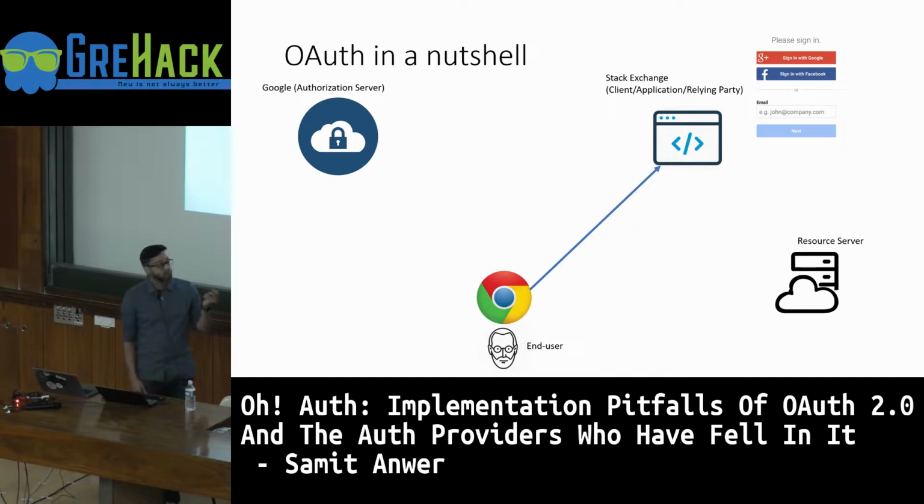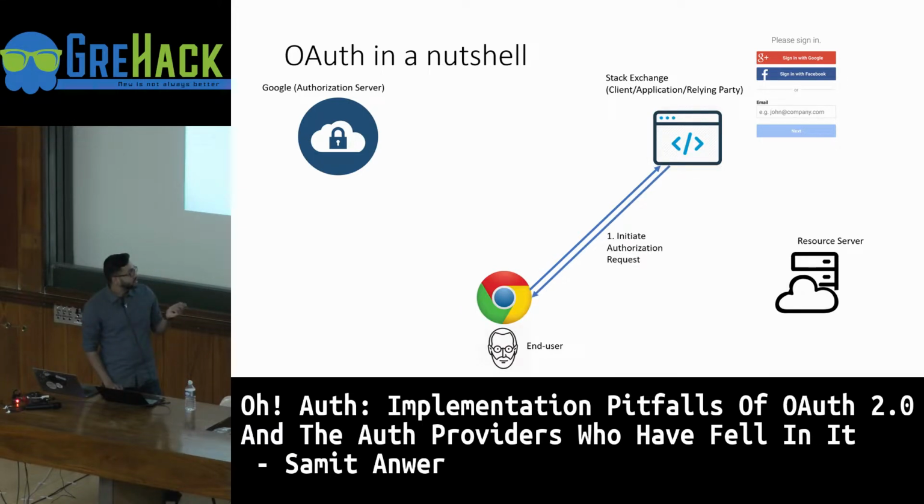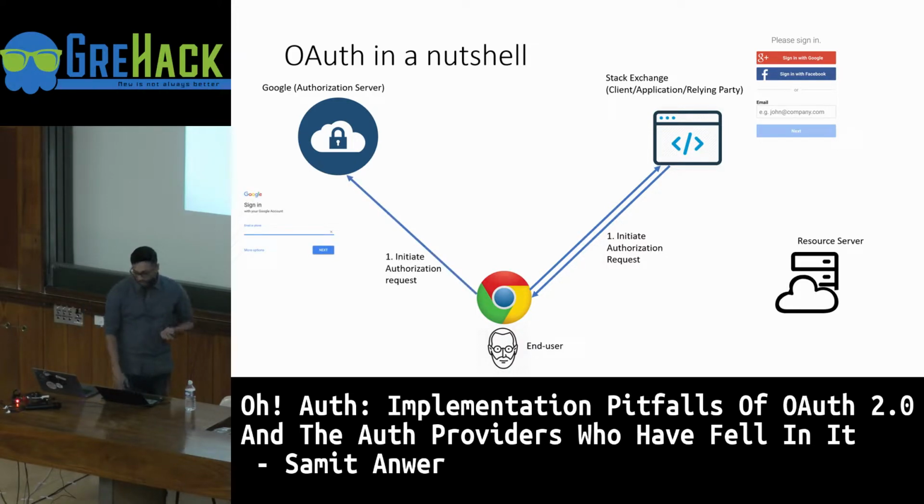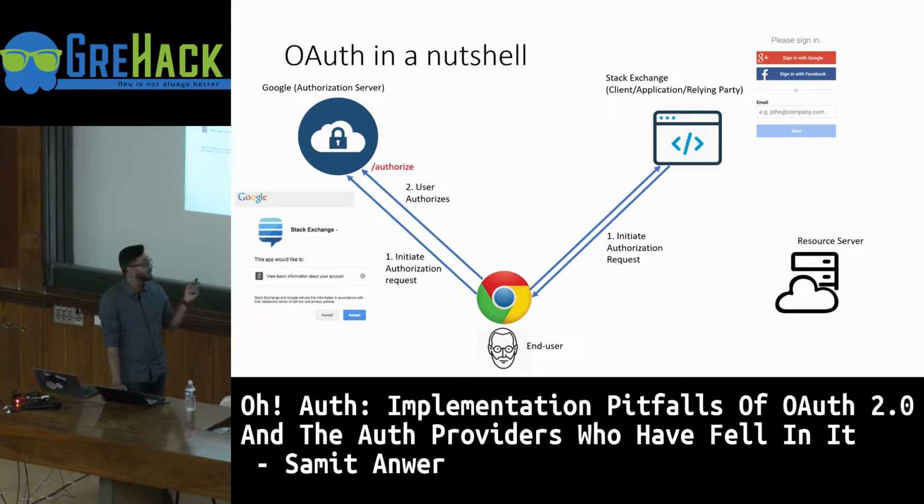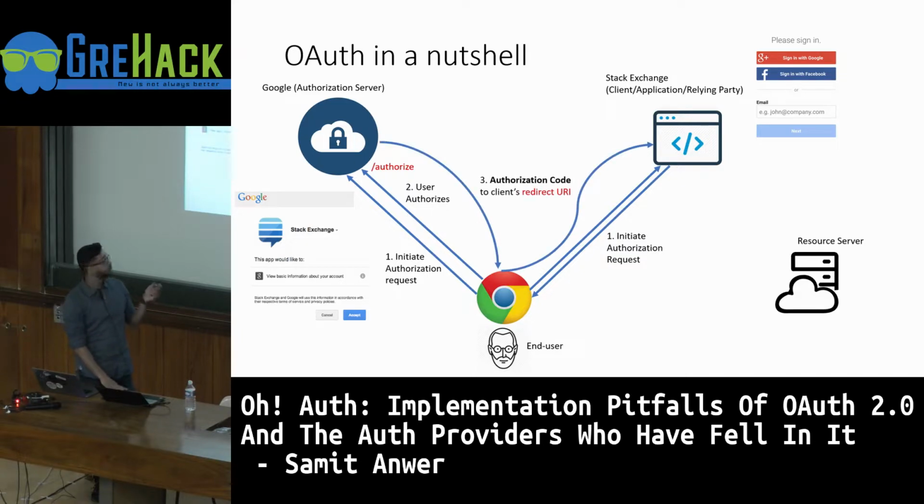Let's say that the user chooses Google, and Stack Exchange will initiate an authorization request and redirect the user to the auth server, where the end user will be expected to log in. And after logging in, an authorization prompt will be shown to the end user, where Stack Exchange is trying to access some information of the end user. Would you like to grant it or not? And once the end user accepts this authorization prompt, an authorization code is generated and sent back at the client's redirect URI. That's where the redirect URI is actually used.